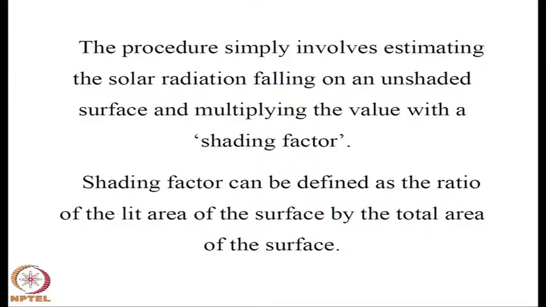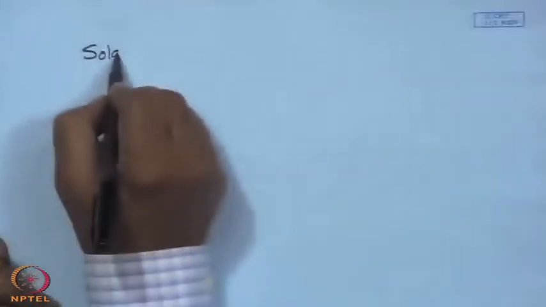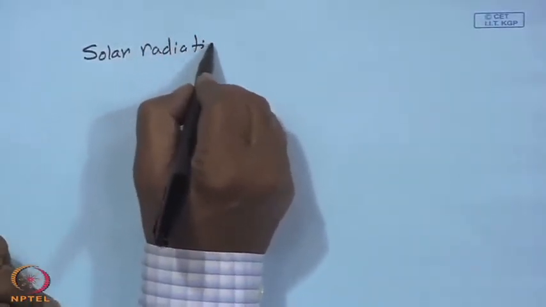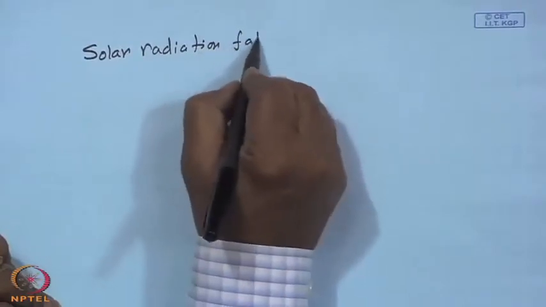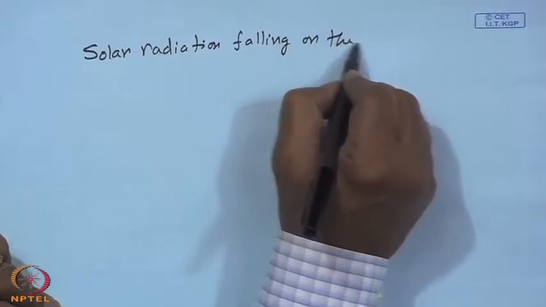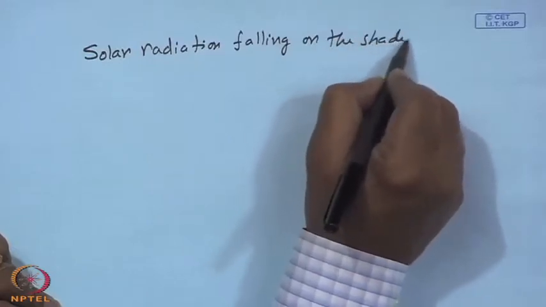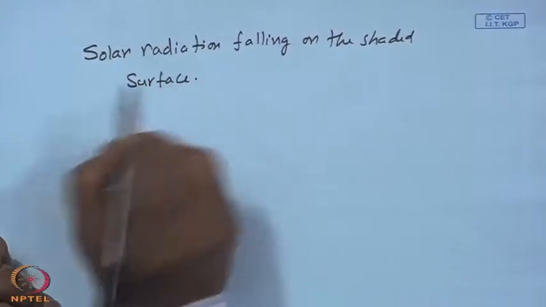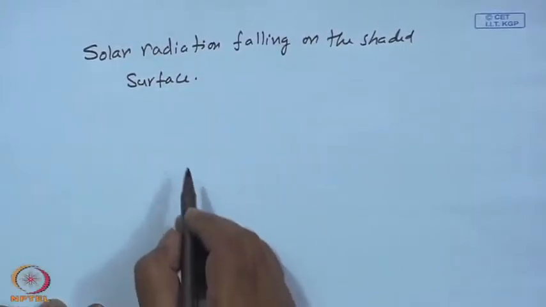So, what we want to do is consider solar radiation falling on the shaded surface. Whatever I have illustrated is also true for the wing wall.